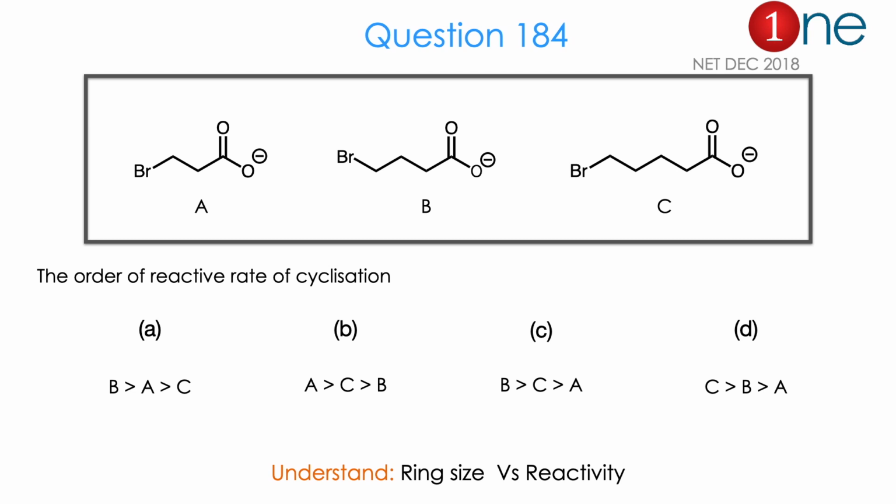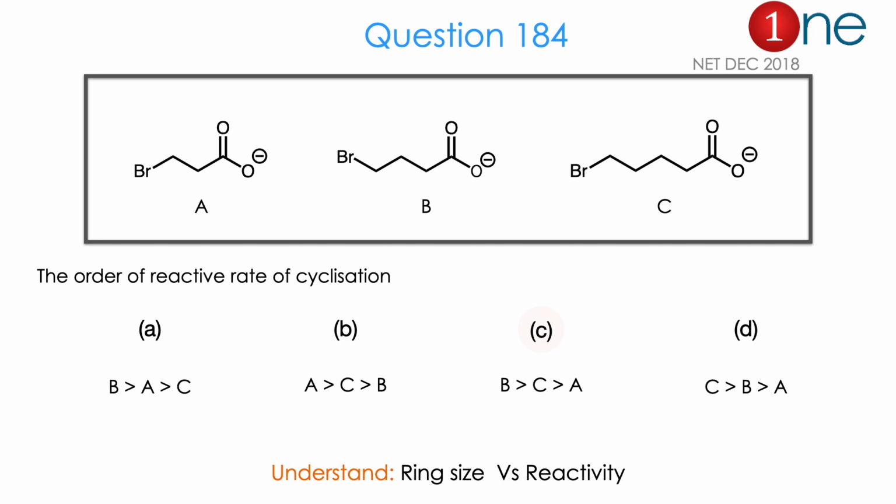Then let us look at the next question. They give the 3 structures A, B, C. It has the carboxylate anion and has bromine inside. They differ in the number of carbons. First structure A has 2 carbons between the carboxylate and bromine. Second structure has 3. Third structure has 4.